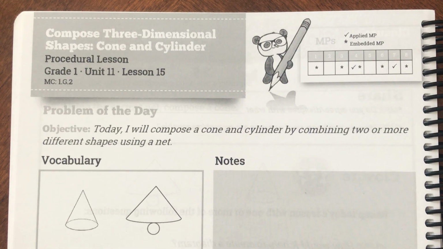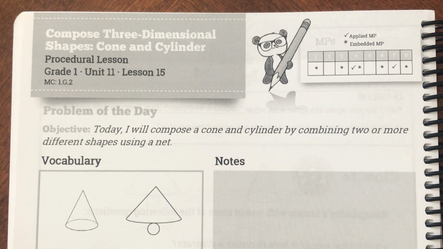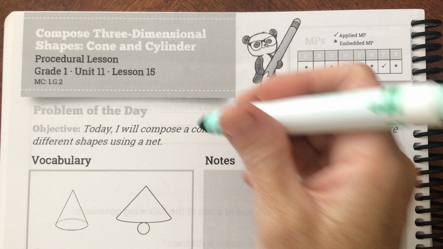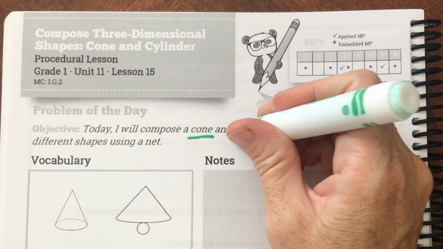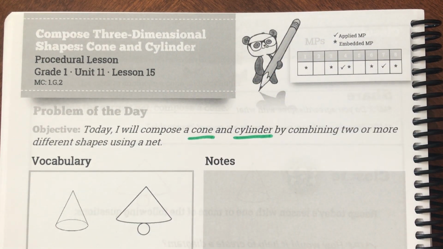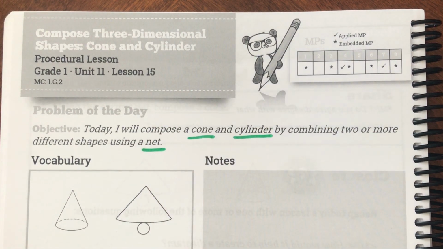Good morning, first graders. Today we are on page 277 of your student journal, and we are going to continue with what we did yesterday. So our goal is the same. Our goal says, today I will compose a cone and cylinder by combining two or more different shapes using a net. So remember some things about our shapes.